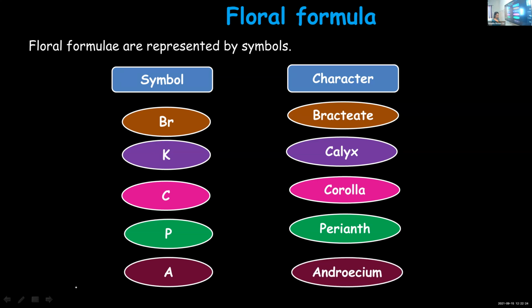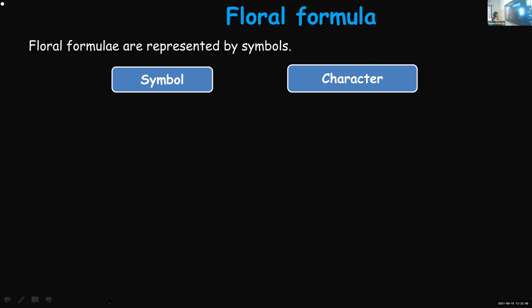BR indicates bracteate. K indicates calyx. C indicates corolla. P indicates perianth. And A indicates androecium. A for androecium, P for perianth, C for corolla, K for calyx, BR for bracteate. G for gynoecium.